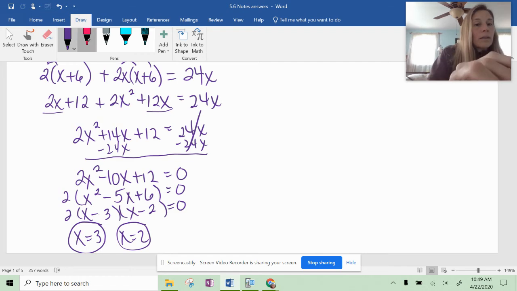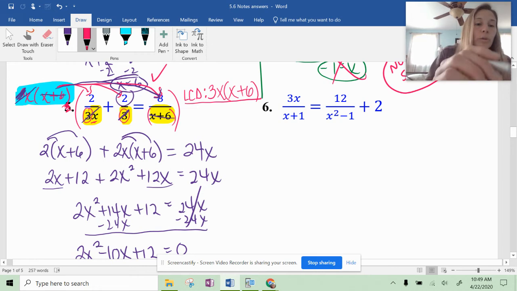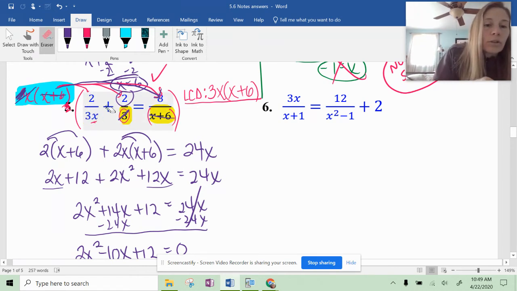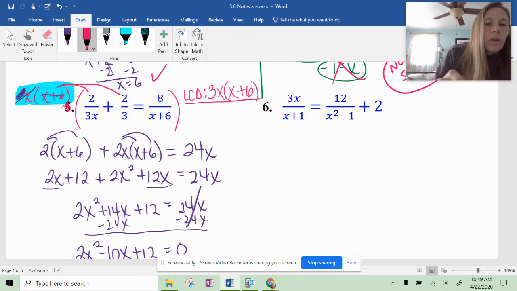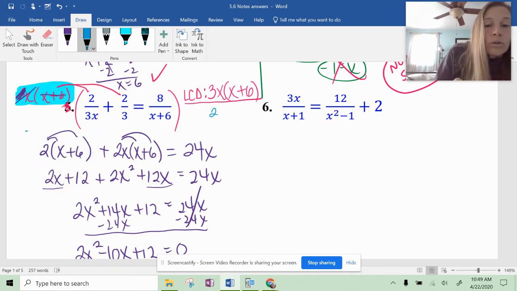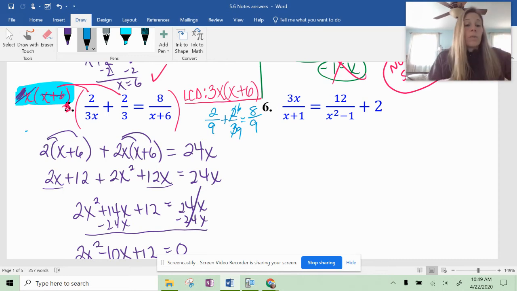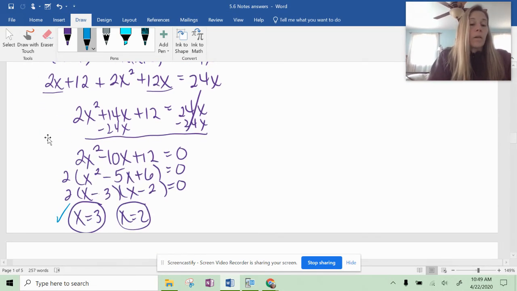So now we want to check these to see if they're extraneous. So we have 3 and 2. So if I were to put in, for example, into this original equation, I'm just going to erase some of this so I can see what I'm doing here. So if I want to check the x equals 3, right? So I would have 2 over 9 plus 2 over 3, and then this would be 8 over 9. So 2/3 is really 6/9, and then that does look like it would work. So we know that the 3 works.